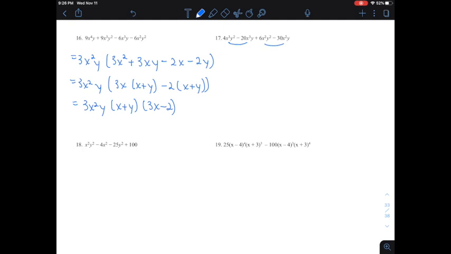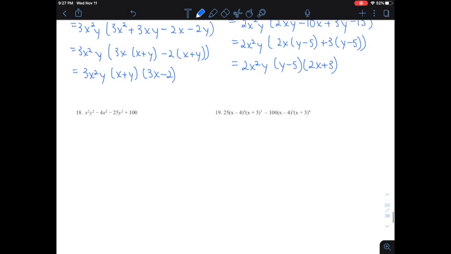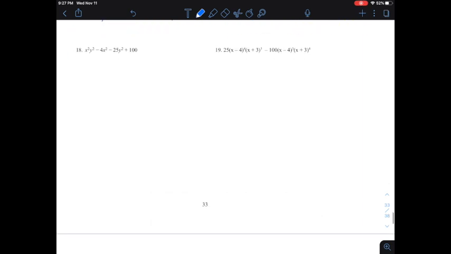Okay, and again, we've got a very similar one. I think we can actually take a GCF first, which is going to be 2x squared y. All right.